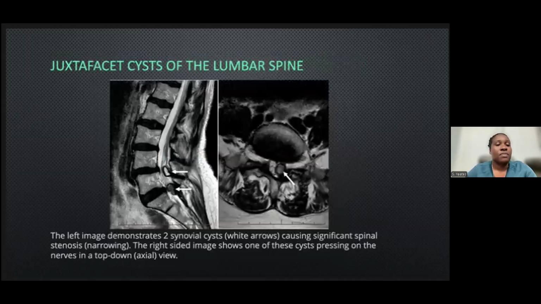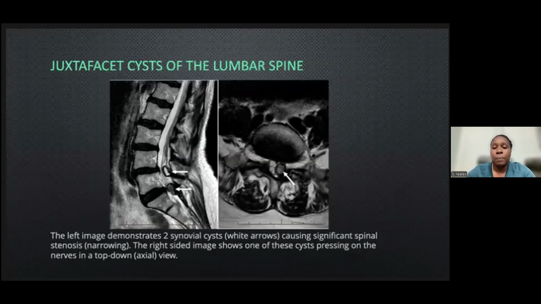Now we have juxtafacet cysts of the lumbar spine. So a juxtafacet cyst includes both a synovial cyst and a ganglion cyst. So one basically has a synovial lining membrane and one lacks the synovial lining. That lies adjacent to a spinal facet joint or arising from the ligamentum flavum. They occur primarily in the lumbar spine, although they can be seen in the thoracic and cervical as well.